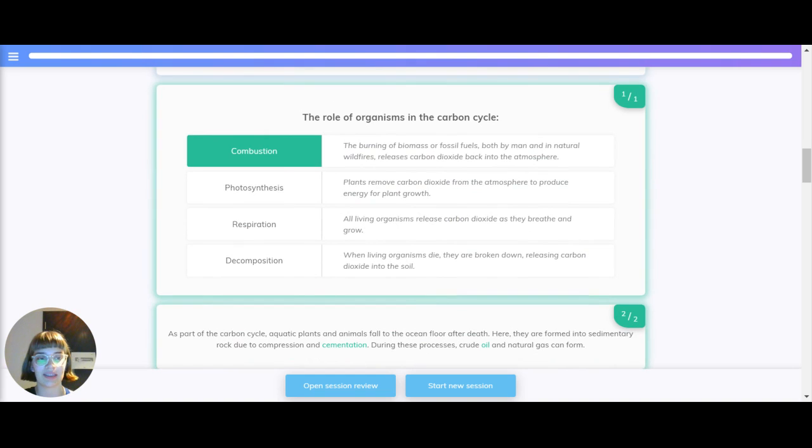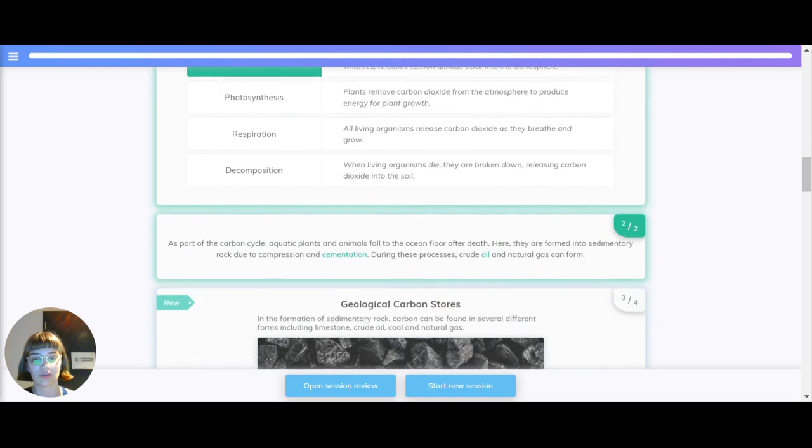Different roles of organisms in the carbon cycle. Combustion, the burning of biomass or fossil fuels, both by man and in natural wildfires, releases carbon dioxide back into the atmosphere. Photosynthesis, plants remove carbon dioxide from the atmosphere to produce energy for plant growth. Respiration, all living organisms release carbon dioxide as they breathe and grow. Decomposition, when living organisms die, they are broken down, releasing carbon dioxide into the soil.